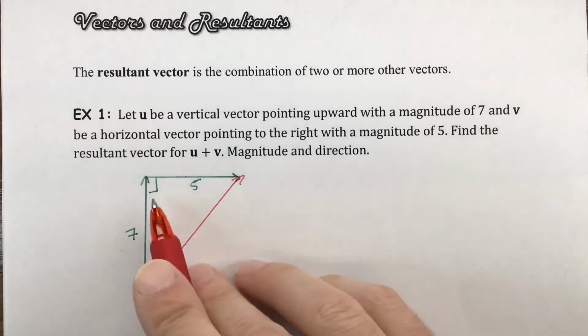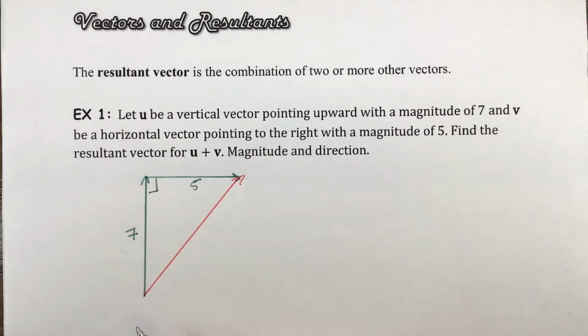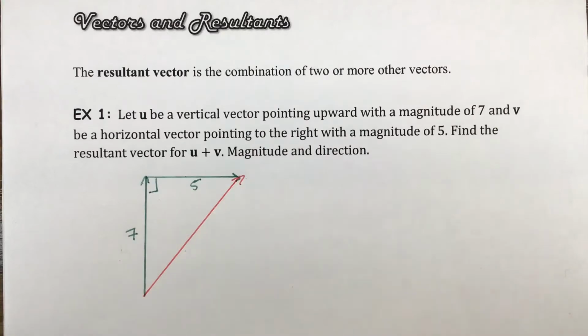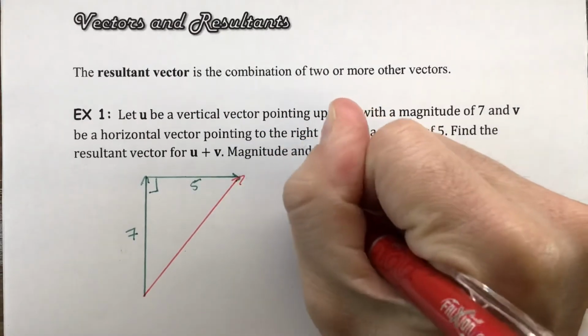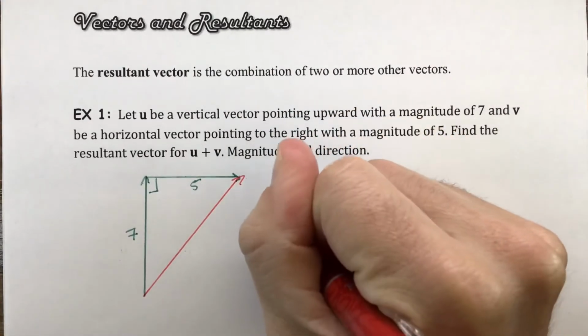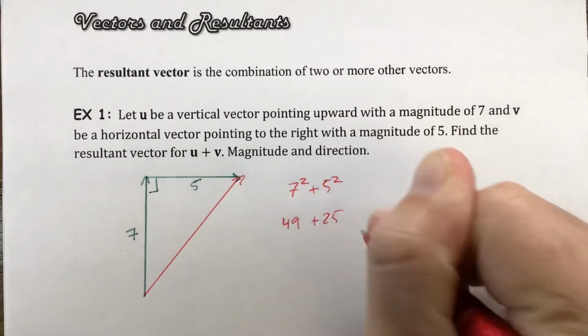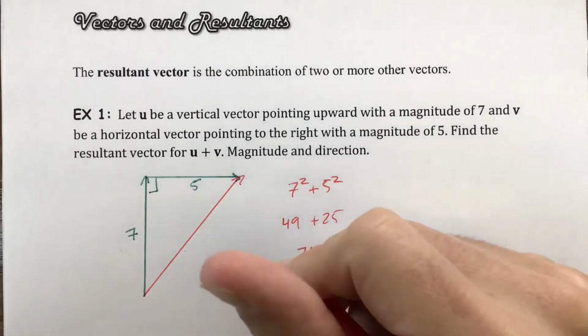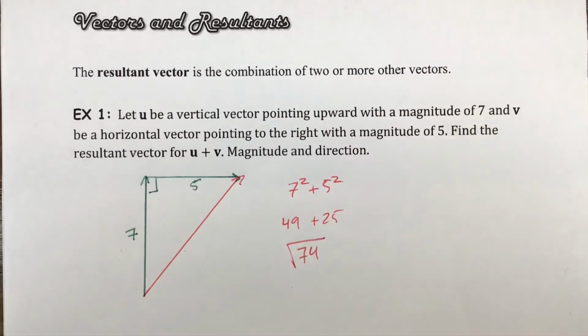In this case, because we have a right angle here, you can use Pythagorean Theorem to get the magnitude of the resultant vector. So I can take 7 squared plus 5 squared. That would be 49 plus 25, which is going to add up to be, let's see, 54, 74, I believe. You're going to get 74 out of that. Yeah, that would make sense. And then if you square root that, you're going to get the length of the magnitude.